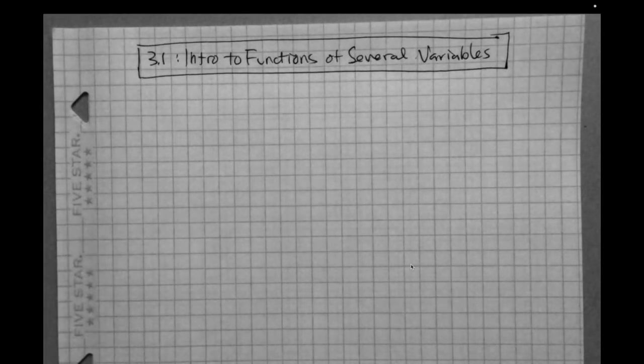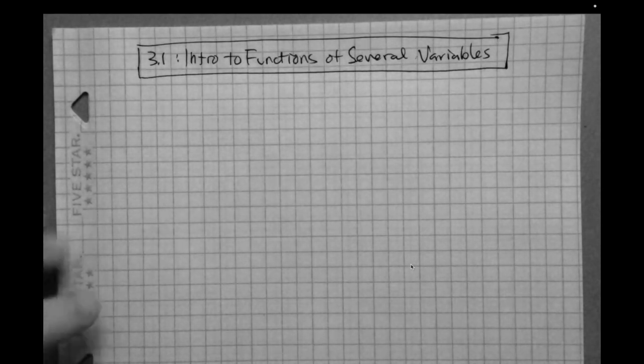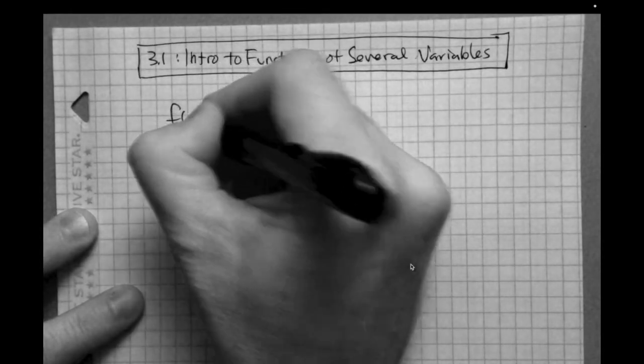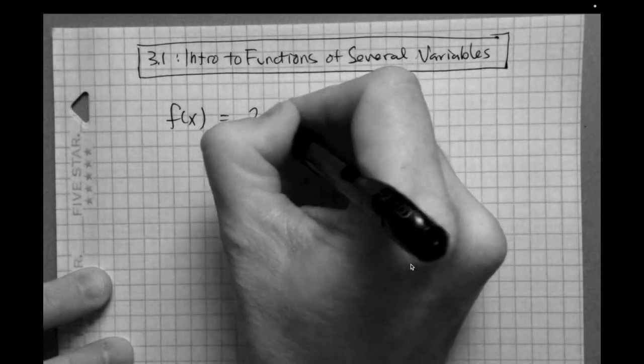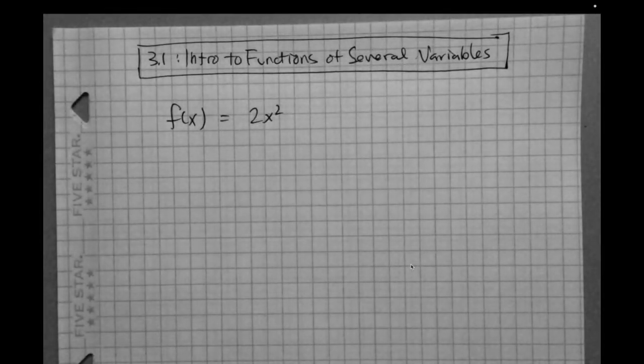So this will be section 3.1, Intro to Functions of Several Variables. Okay, and so far we've really only dealt with functions of one single independent variable. So things like f of x equals 2x squared, for example. You have just a single independent variable x, and that's it. And that's kind of what we're used to running into, specifically in calculus classes.